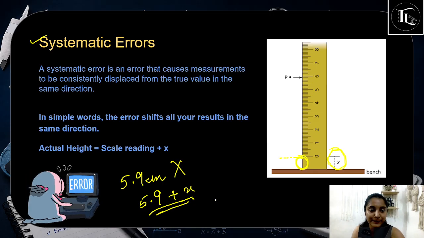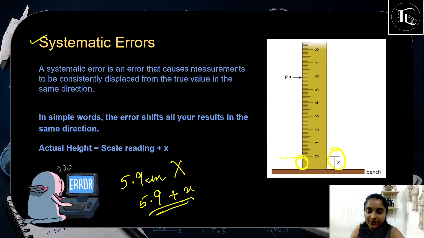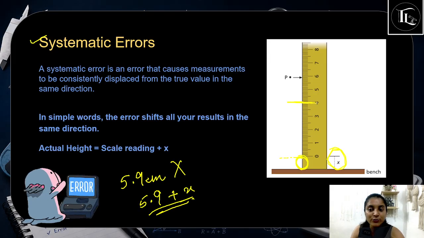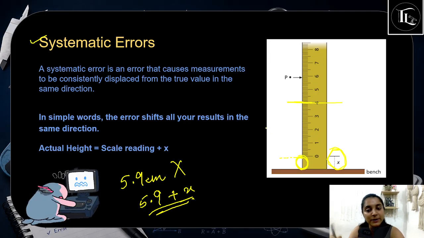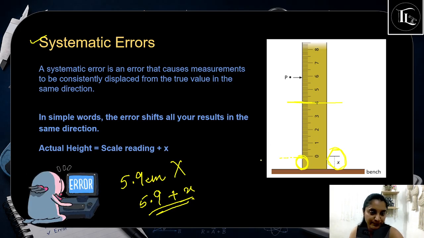I hope this is clear. So suppose even if you take the reading 4 here, it will never be 4 centimeter, the height. It will always be 4 plus x. So x we have to keep on adding to each value.